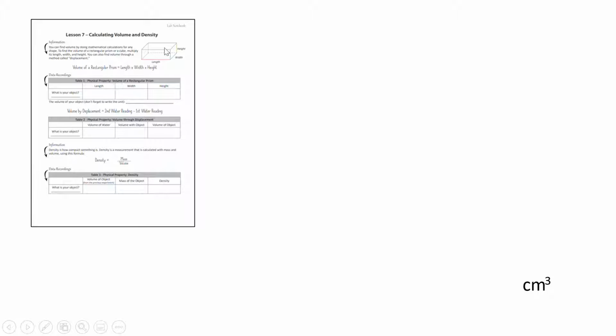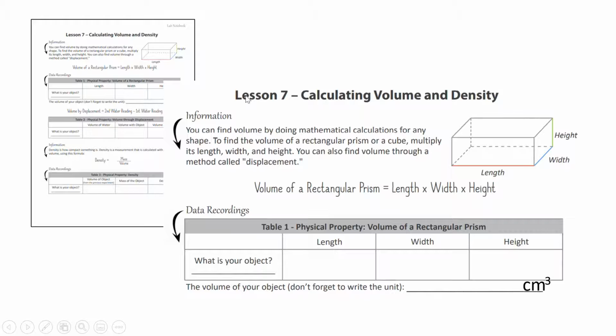Oh, pull out lesson 7, calculating volume and density. And we are going to work on the top part here, which is right here, lesson 7, calculating volume and density. You can find volume by doing mathematical calculations for any shape.